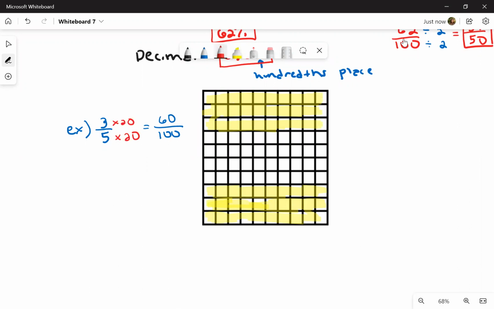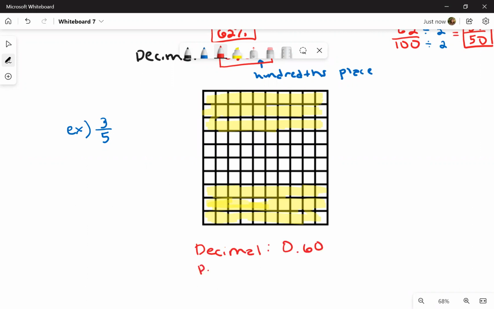Okay, so it also represents, as a fraction, as a decimal, I could think of that as 0.60.